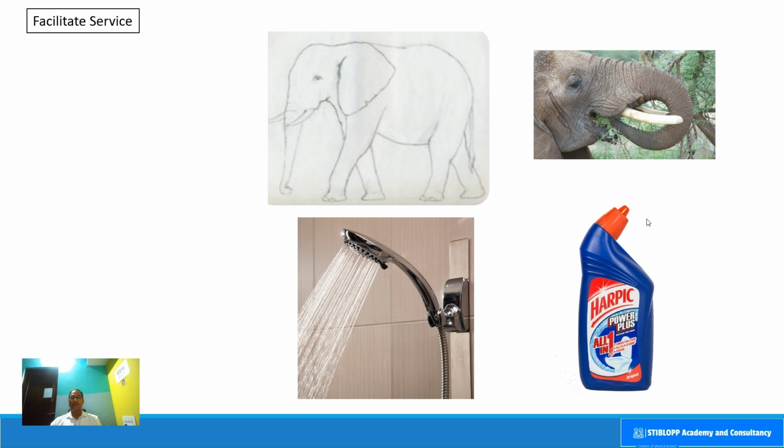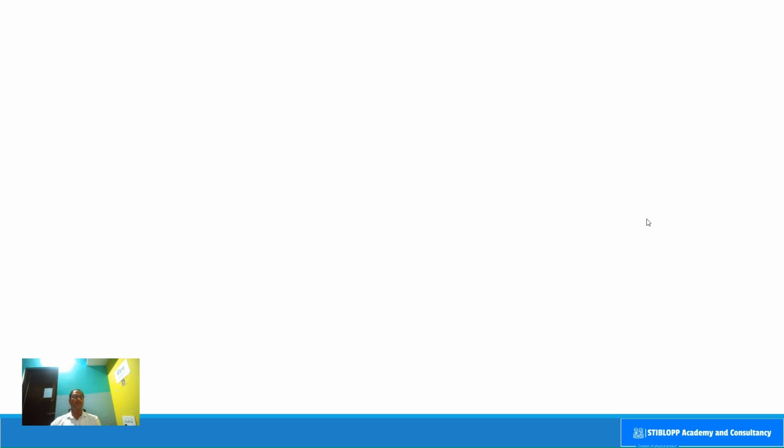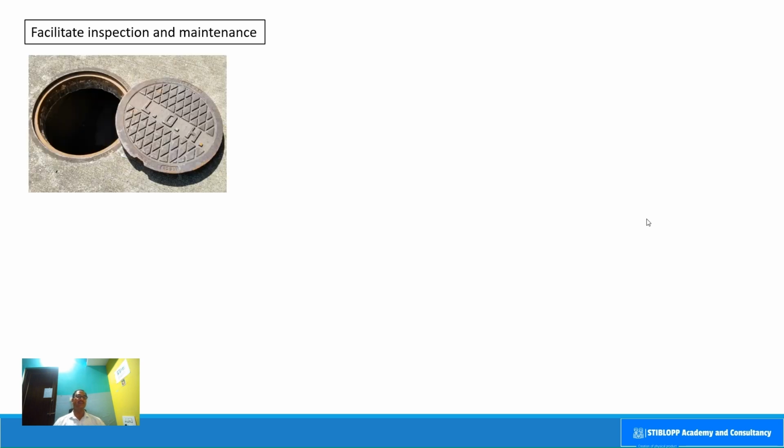Moving on, let's look at the next rule. The next rule is facilitate inspection and maintenance. As I was mentioning before, some parts have to be designed in such a way that they have to facilitate frequent inspection. One such example that we have is the manhole. The manhole is designed for the frequent inspection of the filling of the slurry, or whether it is blocked. If it is blocked, it can be removed and cleaned easily.